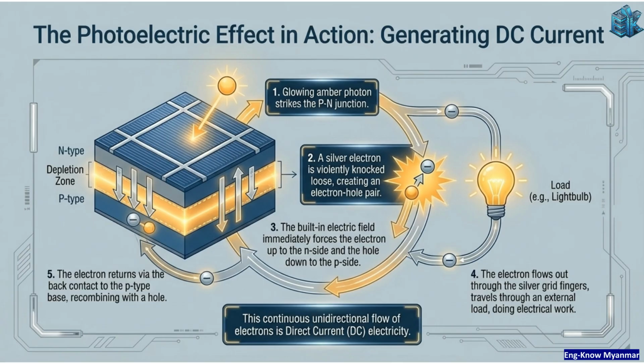When a photon strikes the P-N junction, it knocks loose an electron. The built-in electric field forces the electron up to the N side and the hole down to the P side. The electron then flows through an external load, creating direct current electricity.